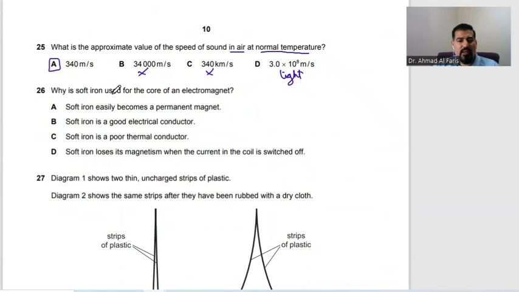Why is soft iron used in the core of an electromagnet? A. Soft iron easily magnetizes, easily becomes a permanent magnet. No, this is not correct. Soft iron is a good electrical conductor. No, it's not. Soft iron is a poor thermal conductor. It's not used for this question. Soft iron loses magnetism when the current of the coil is switched off. Yes, this is an electromagnet. So the answer is D.